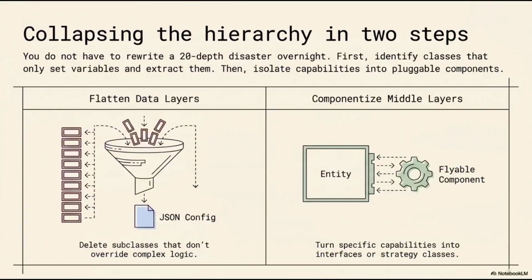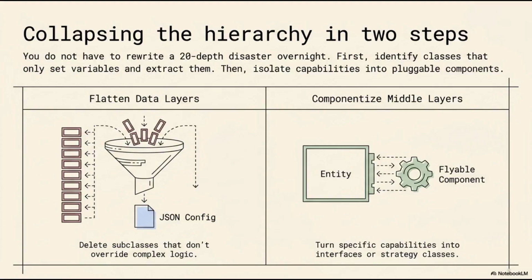Collapsing a complex, deeply nested hierarchy doesn't require an overnight rewrite of a 20-depth disaster. Instead, we can approach this transformation in 2 manageable steps, beginning by identifying classes that solely set variables and extracting them, and then proceeding to isolate capabilities into pluggable components.